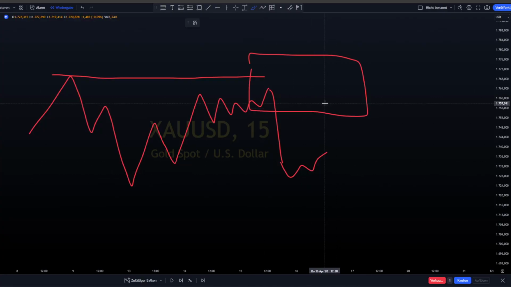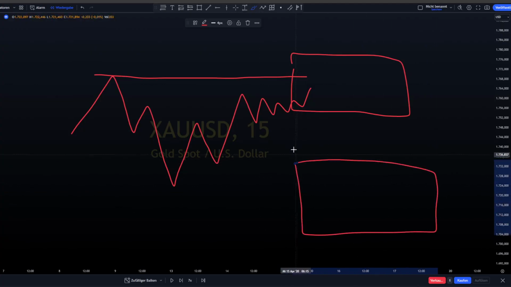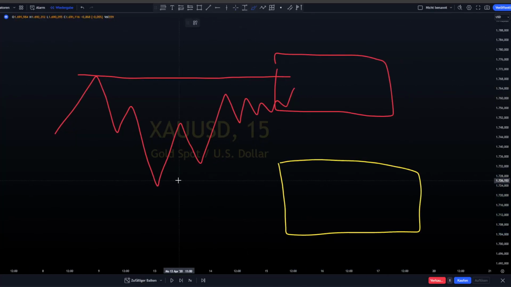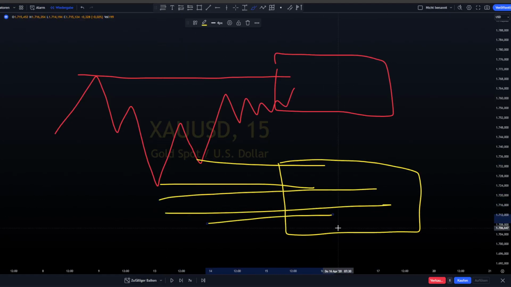In this case, let's go back. The passive entry would be in a demand zone, in a support zone, or after a negative break of structure, okay, after a sweep.